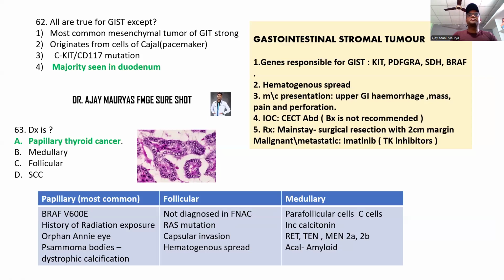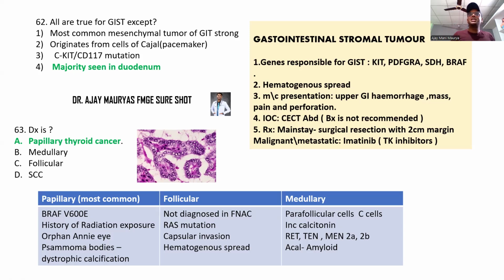And guys, all are true for the GIST. GIST means, guys, the gastrointestinal stromal tumor. See here, the most common mesenchymal tumor of the GIT is GIST. Yes, it originates from the cells of Cajal. Yes, it is a pacemaker, and the genes responsible are KIT and the CD117 marker.